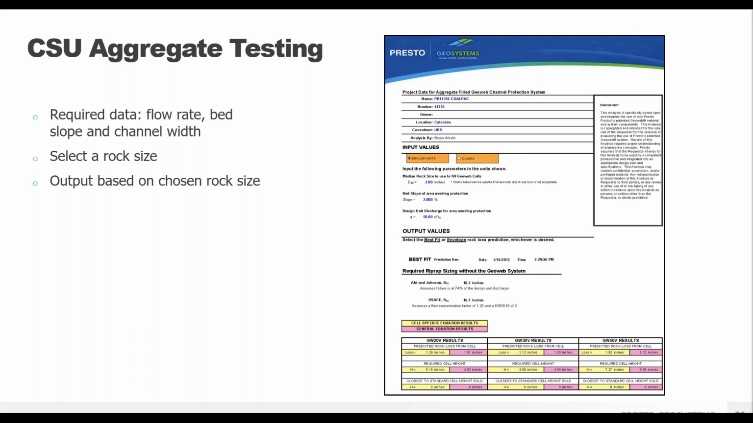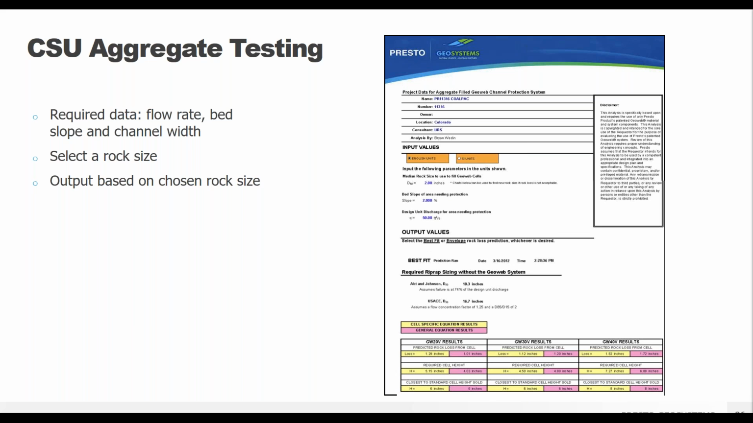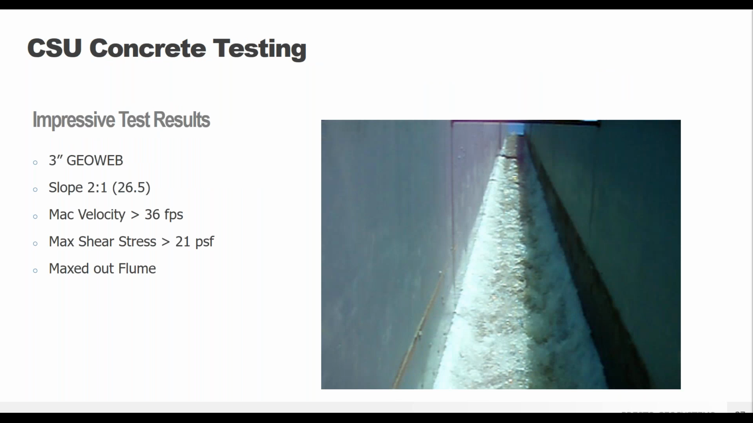And so it compares our solution to the U.S. Army Corps of Engineers design, and then also the ABT and Johnson design. So two different fairly common methods for sizing riprap. So this is a good potential reduction for using the GeoWeb system. And then finally, concrete is an infill solution.